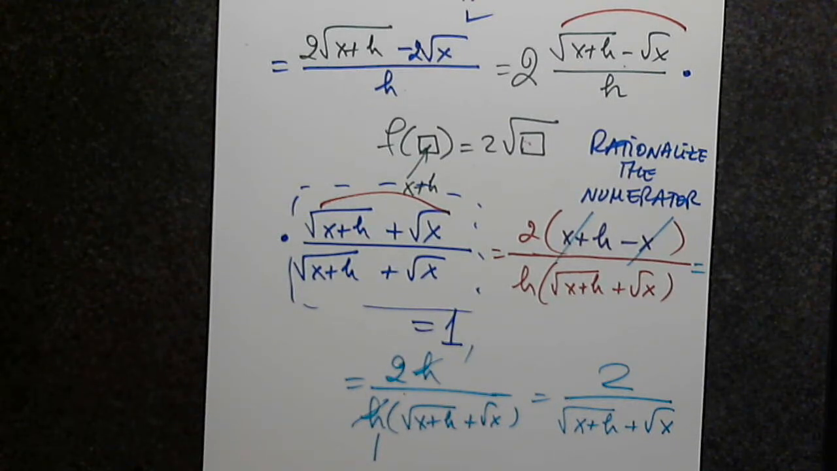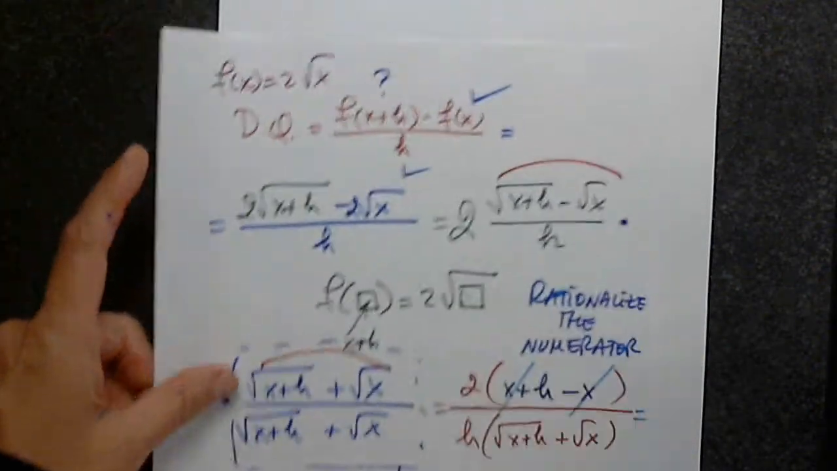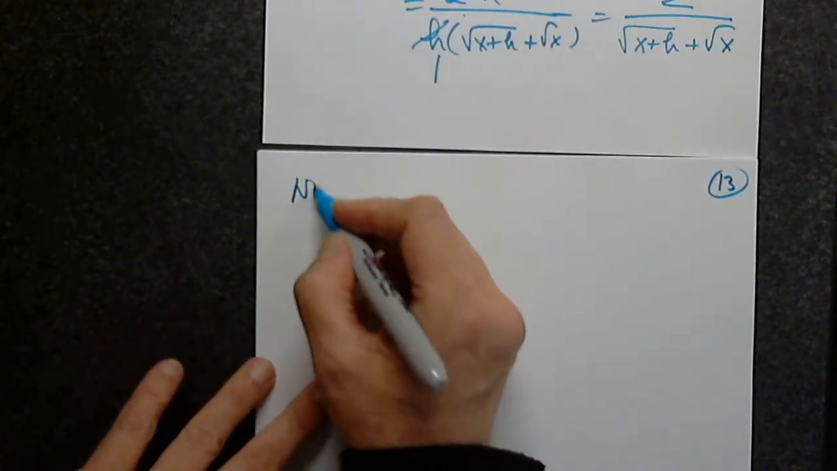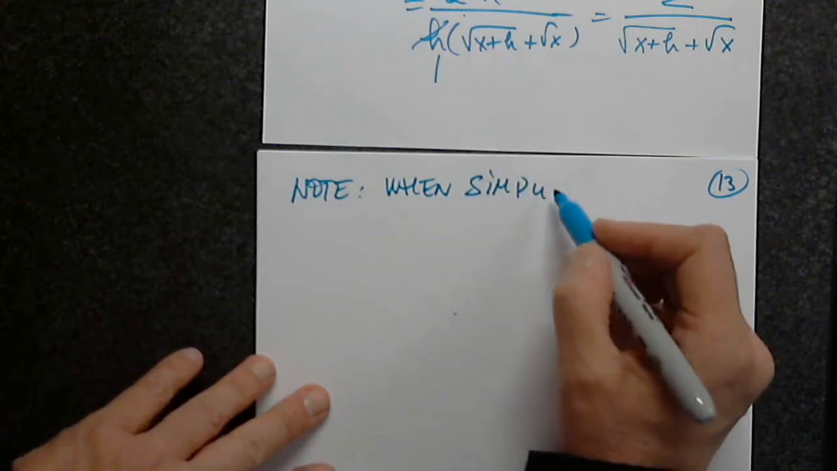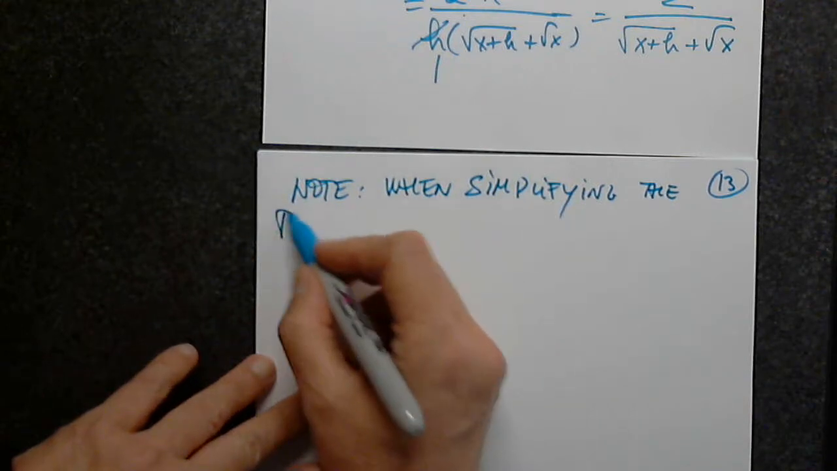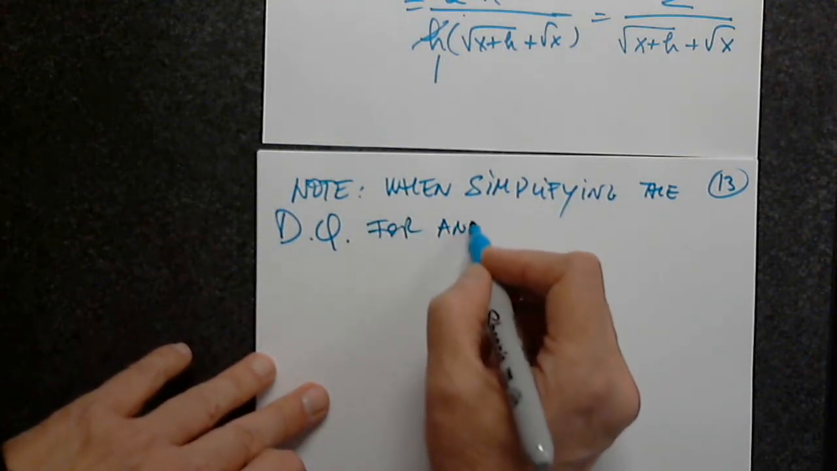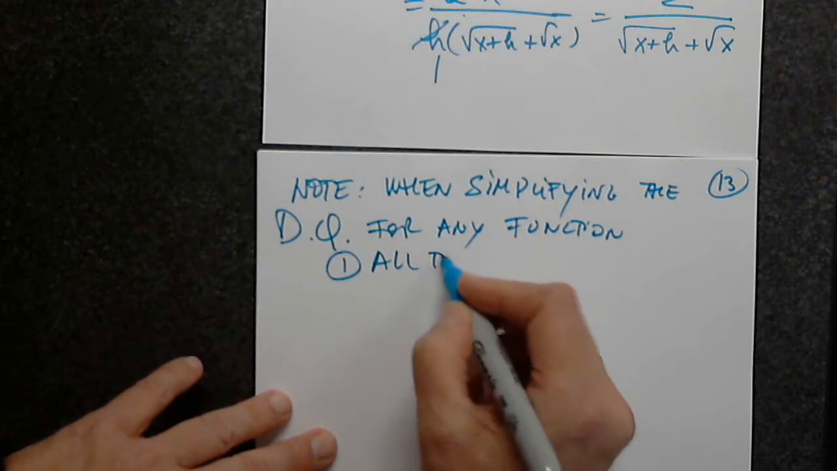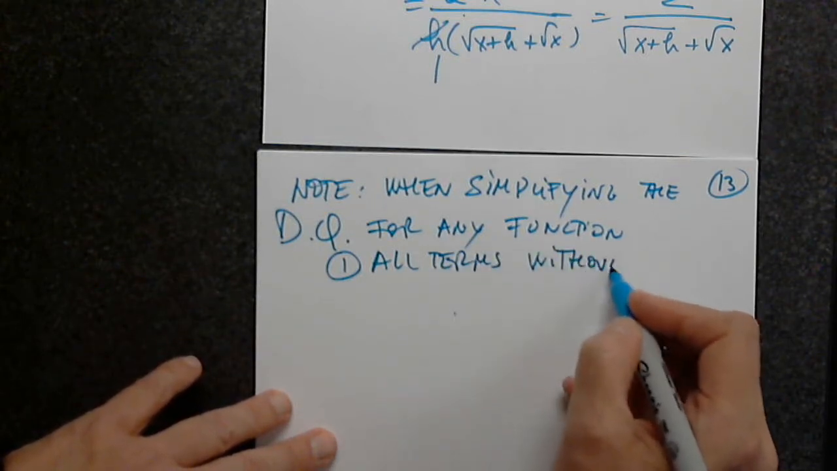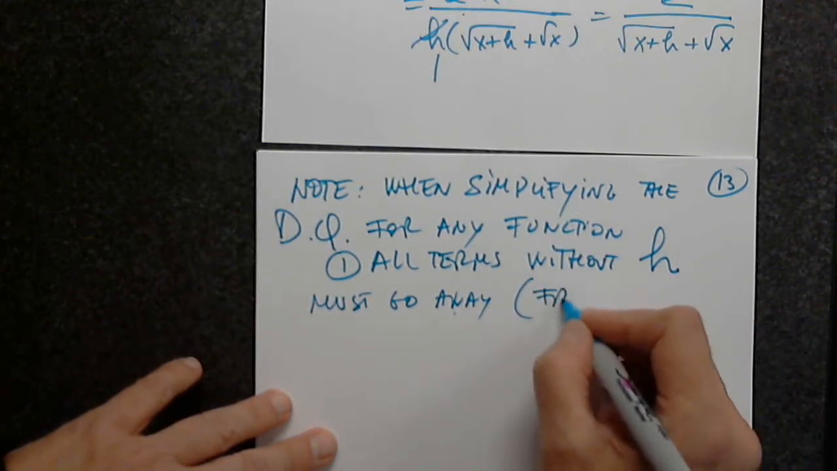Note: when simplifying the difference quotient for any function, one, all terms without h must go away from the top, from the numerator.